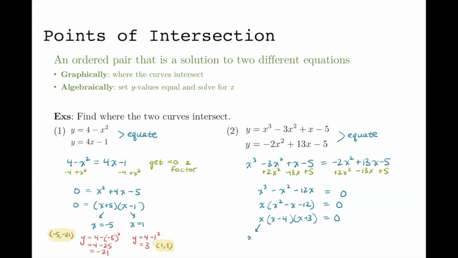So when you set that equal to 0, we will get x equals 0. When we set x minus 4 equal to 0, we get x equals 4. And when we set x plus 3 equal to 0, we get x equals negative 3. And here are all of our solutions. Again, we could go ahead and find the y coordinates of the intersection points, but we found the x values and that's generally good enough.